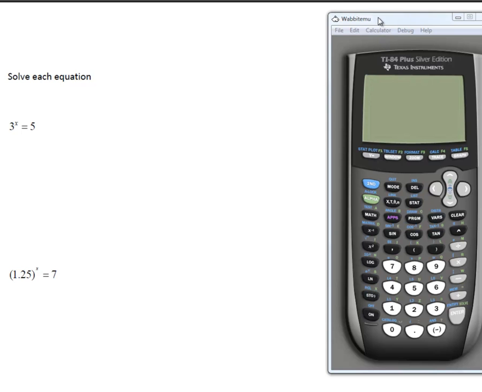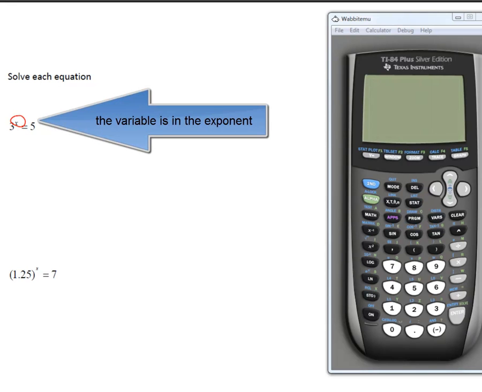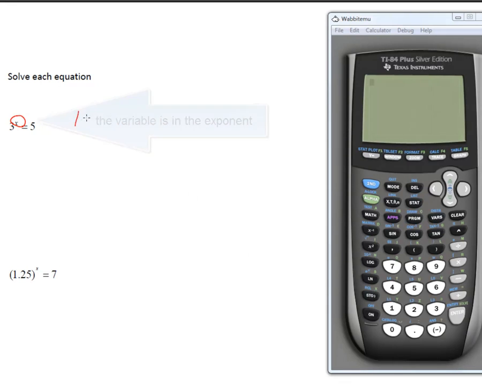We're going to be solving equations that have exponents, and sometimes the variable will be in the exponent and sometimes the variable will be a base. So let's look at the first problem. This is 3 to the x equals 5, and this time the variable is in the exponent.